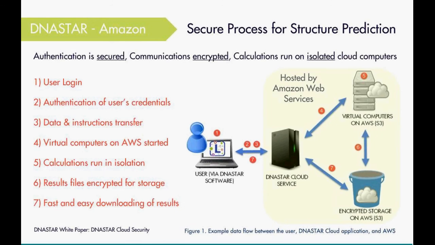which is hosted by Amazon. Virtual computers are spun up to run your prediction. The calculations are run in total isolation. The result files are then encrypted for storage, and then you can very simply and quickly download the results of the predictions onto your local machine. So really it's all about taking advantage of resources that might not be available locally to you and not tying up any local resources for a structure prediction.